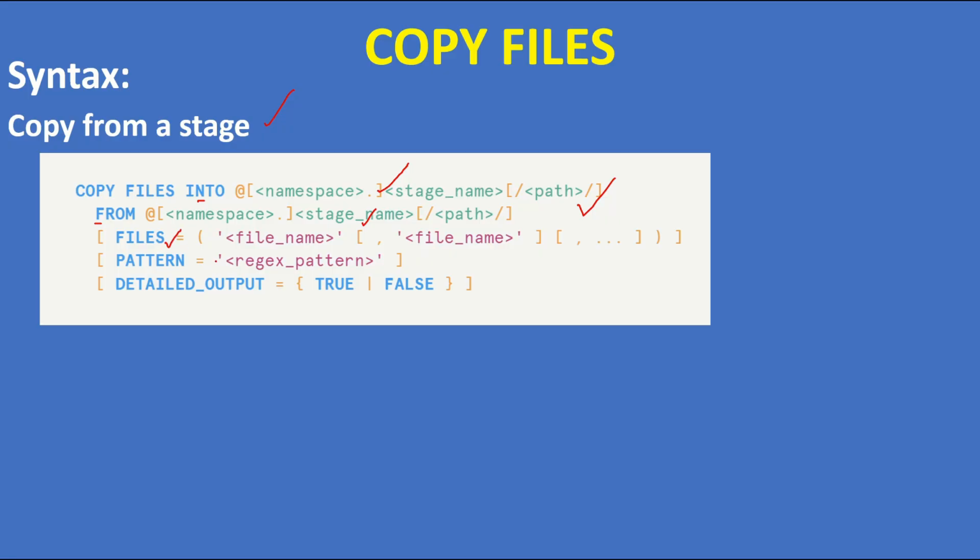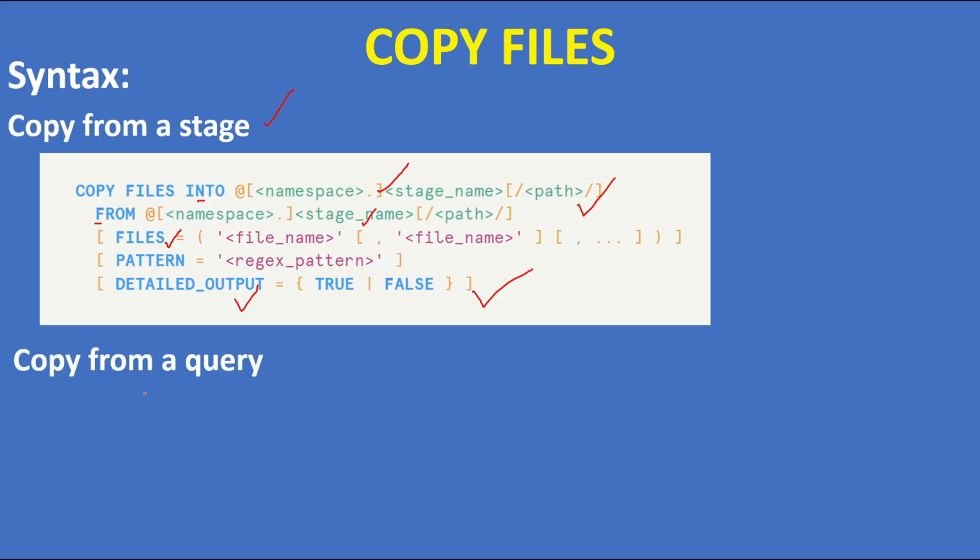And you can also specify the pattern. For that you can use a regular expression pattern. And DETAILED_OUTPUT is another parameter or property where you can set true or false. I will show you in the demo the difference when using DETAILED_OUTPUT equal to true. By default it is true. If you want to use this one, you have to specify this property along with your COPY FILES INTO command.